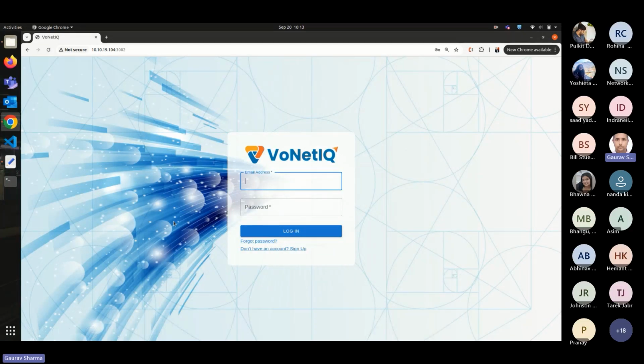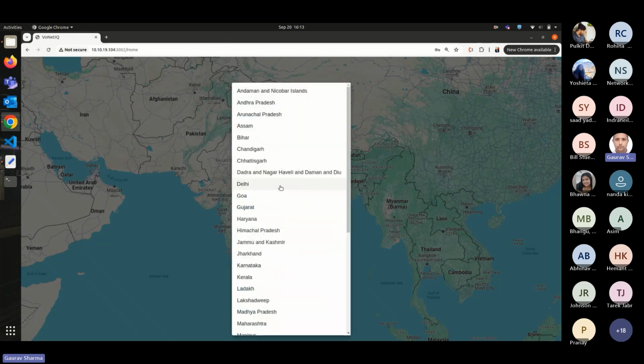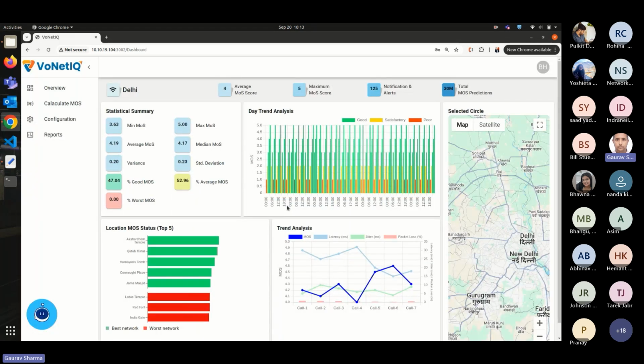Hi everyone, today we are introducing VonetIQ, our AI-powered tool for predicting MOS, mean opinion score, a key metric for measuring voice call quality. What sets VonetIQ apart is its ability to predict MOS without relying on audio data, making it easier, faster and more efficient for network analysis. Now let's walk through a demonstration. We will begin by selecting your circle. Let's take Delhi as our example. On the dashboard, you'll see a summary of weekly trends, the top 5 and bottom 3 locations in the selected circle, and a geographical view.